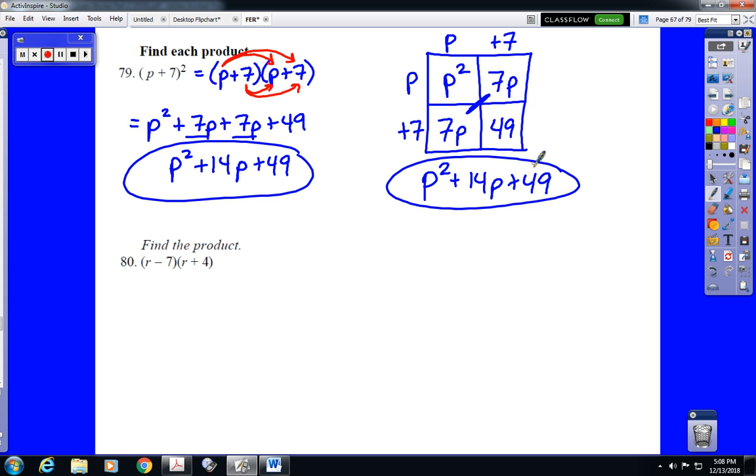So it doesn't matter which method you use as long as you find one that works for you. That does it for page 14.